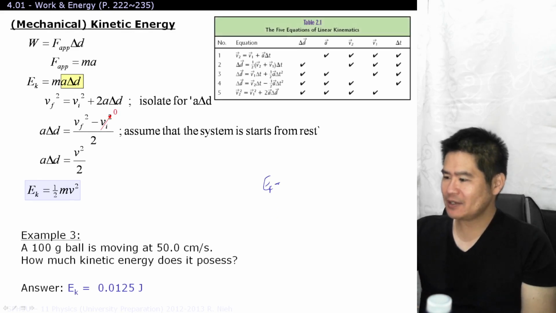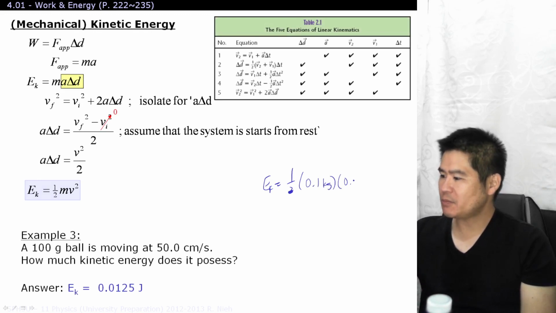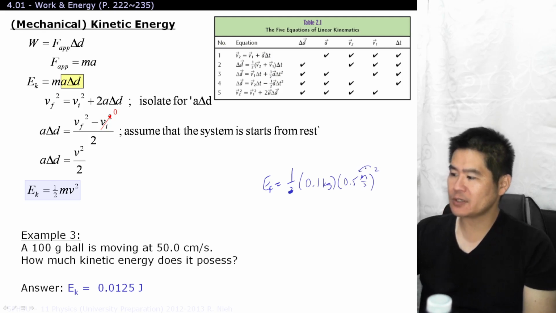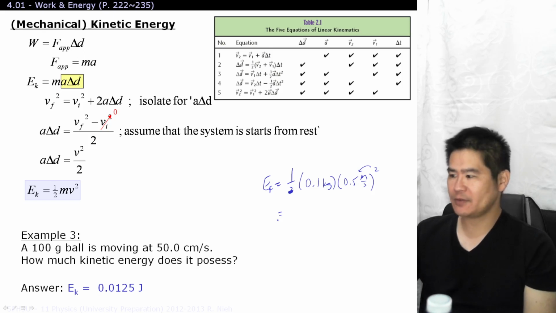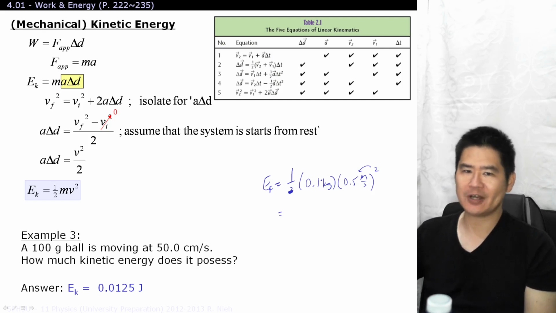So Ek is equal to 1/2 of 0.1 kilogram times 0.5 meters per second squared. Don't forget to square this. So 0.5 times 0.5 gives you 0.25, divided by 2 gives you 0.125, times 0.1 will give you 0.0125 joules of energy. Excellent.